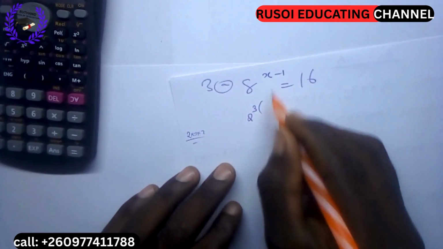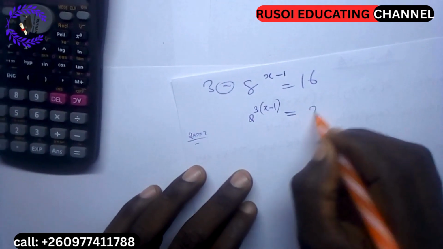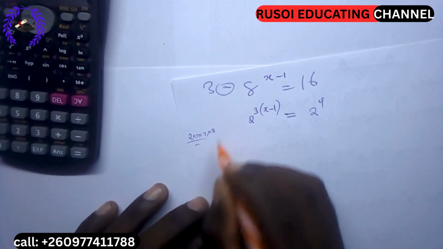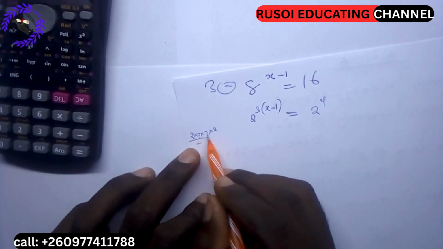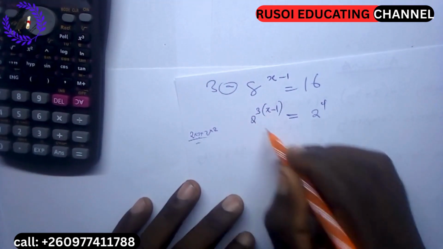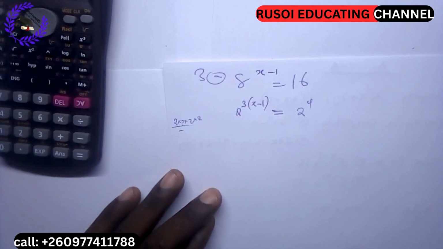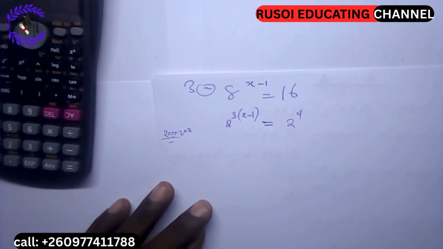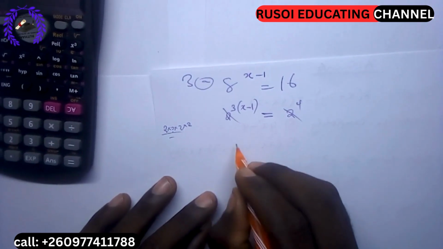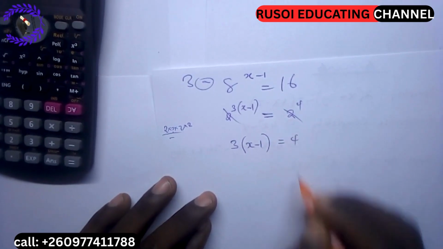So you say 2 to the power 3 to the power x minus 1 here, because this is already a power there. And here, if you say 2 to the power 4, let's try multiplying by 2: 2 times 2 is 4, 4 times 2 is 8, 8 times 2 is 16. So you get back to this, meaning the bases are the same. So you equate the bases, and you cancel the bases. After cancelling the bases, you say 3 open bracket x minus 1 is equal to 4 here.